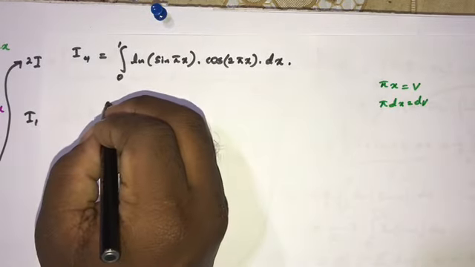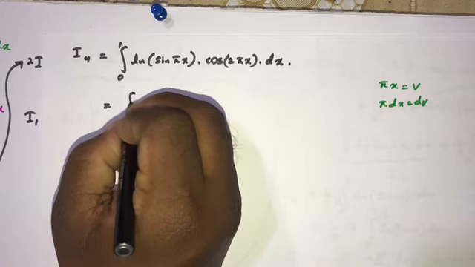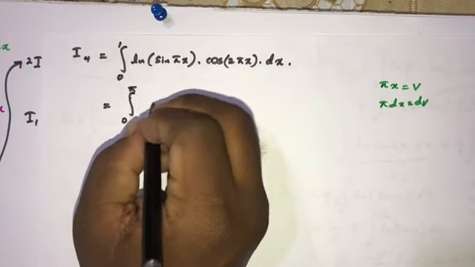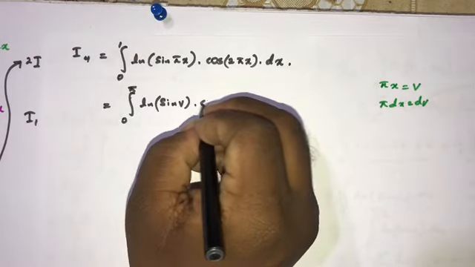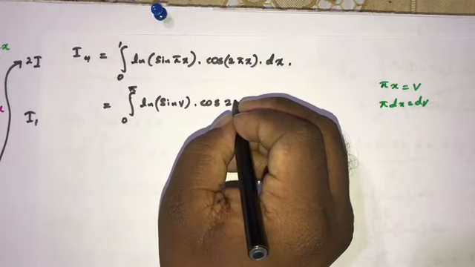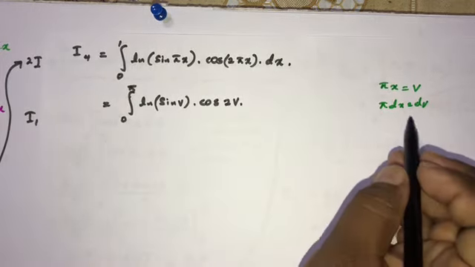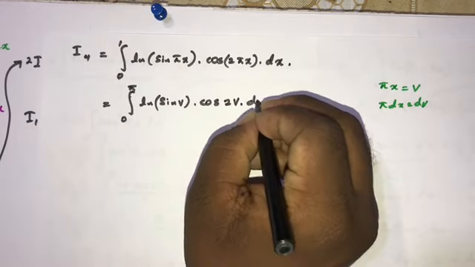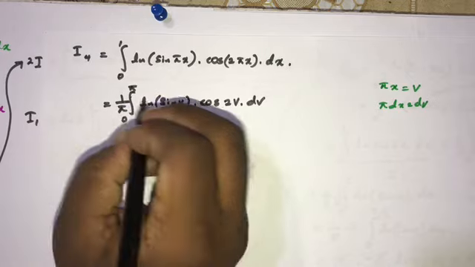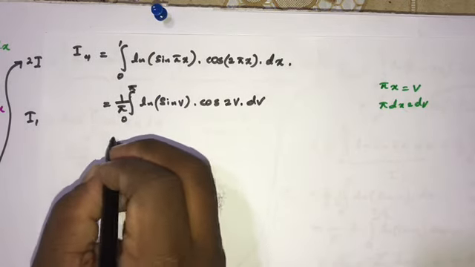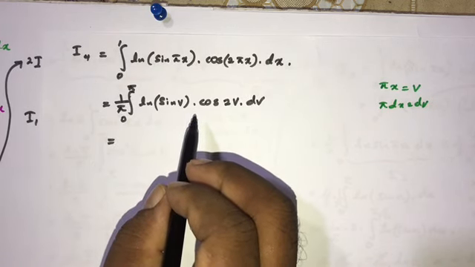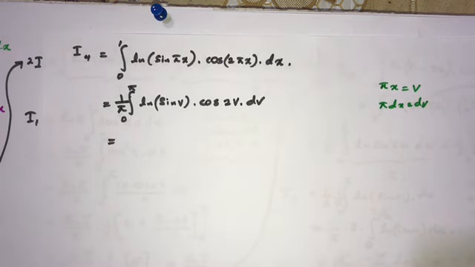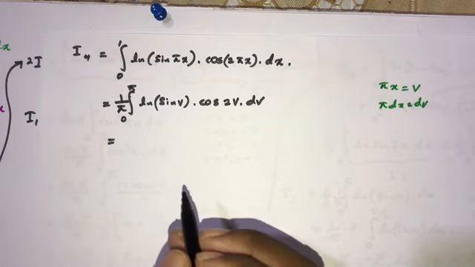Okay, so we can write this is equal to 0 to π natural log of sine of v and cosine of 2 times v. Now dx is equal to, we know, dv over π. So dv over π we can write in here. Okay, then 0 to π natural log of sine of v cosine of 2 times v. So what can we do? Now we can integrate by using the parts method.